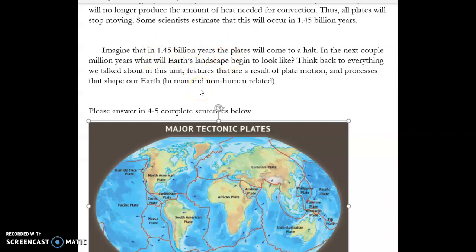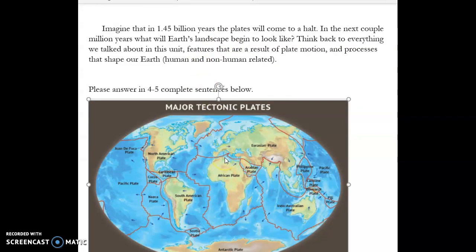Now, I want you to fast forward a couple million years in the future. We will still have the water cycle occurring. We will still have weather. So we have water that evaporates, collects in the clouds, falls down to the surface as rain, and that cycle will continue. So we still have natural elements like that, but the plates are not moving.